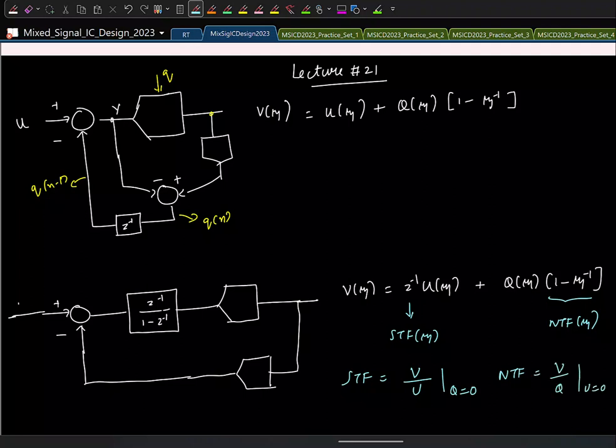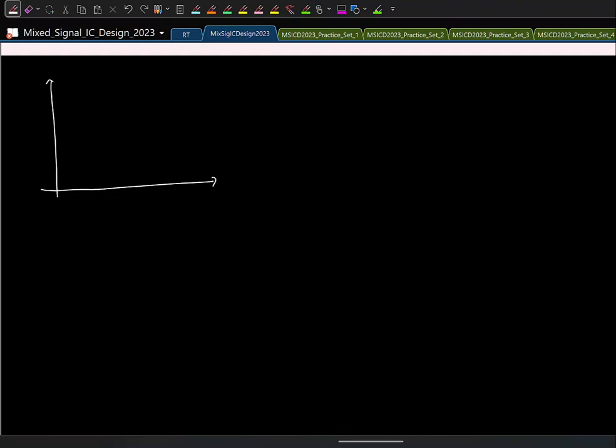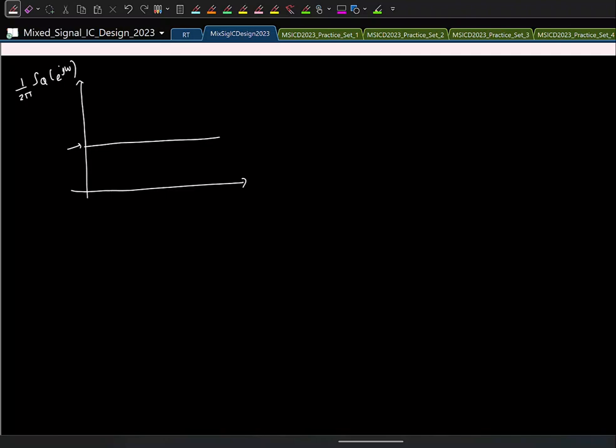Right? So let's quickly look at how the quantization noise spectrum looks like. Normally, if I just take the quantization noise spectrum, I'll write 1 by 2 pi times Q of e power j omega. It's going to be flat. And what is this value? Remember, what is the whole area from 0 to pi? The whole area is delta square by 12. So what is this value? Delta square by 12 pi.